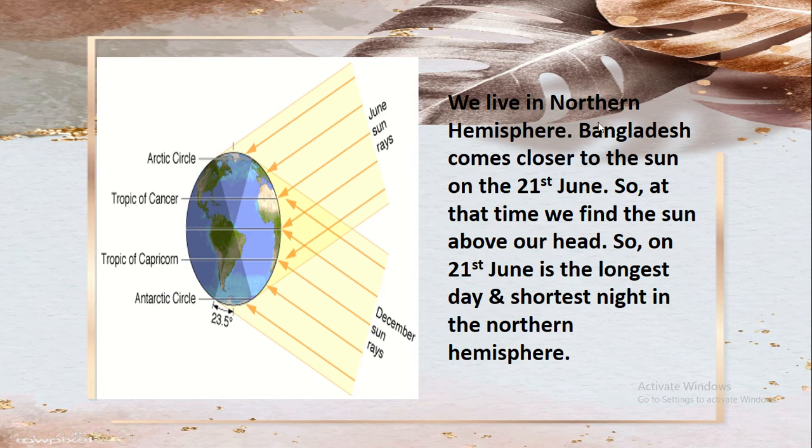Now follow, we live in the northern hemisphere and Bangladesh comes closer to the sun on the 21st June. That means on the day of 21st June, the sun gives perpendicular heat on the Tropic of Cancer, and as the Tropic of Cancer is situated in the northern hemisphere and passes through Bangladesh, Bangladesh comes closer to the sun on the 21st June. So at that time we find the sun above our head, and so 21st June is the longest day and shortest night in the northern hemisphere.